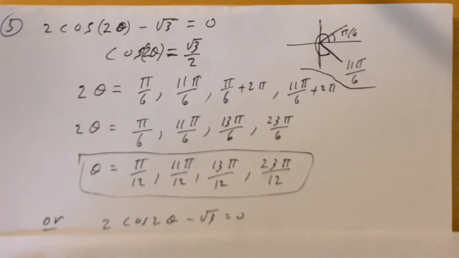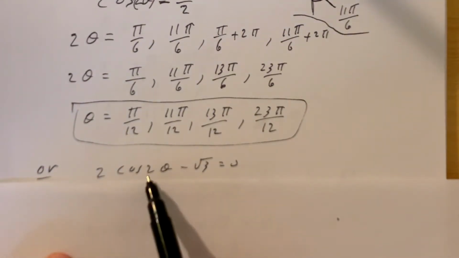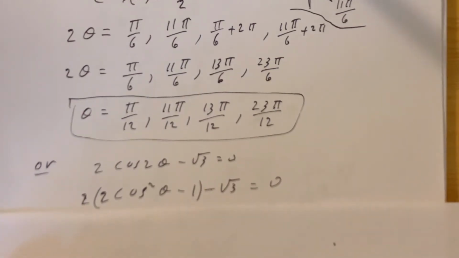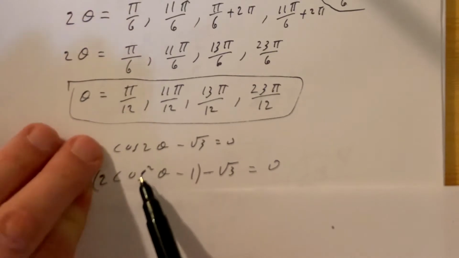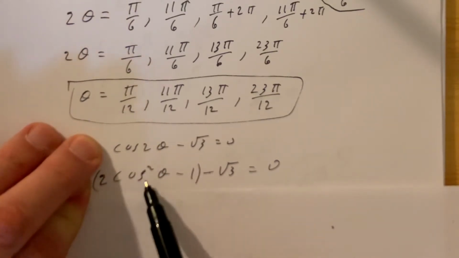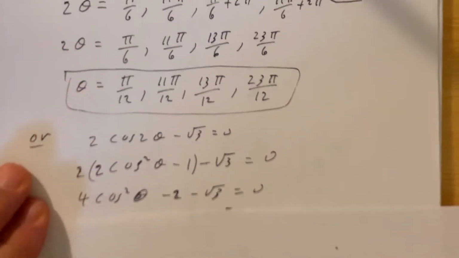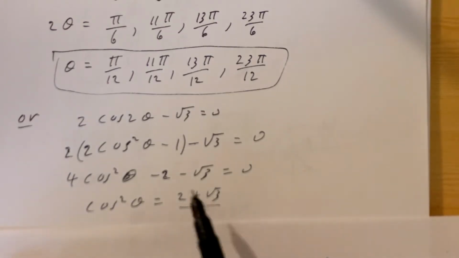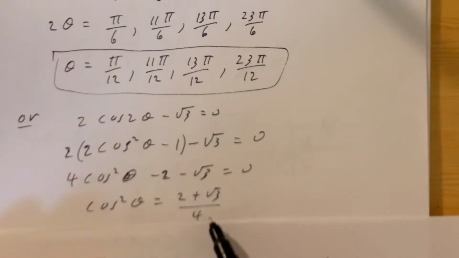Now, another way of looking at this is you could have used one of our identities. So 2 cos 2 theta minus root 3, you could have done this, taken the 2 out. Cos 2 theta is just 2 cos squared theta minus 1. Simplified that, now we have a quadratic. So we rearrange this, bring the 2 over, bring the root 3 over, divide by 4, and now we've got this.